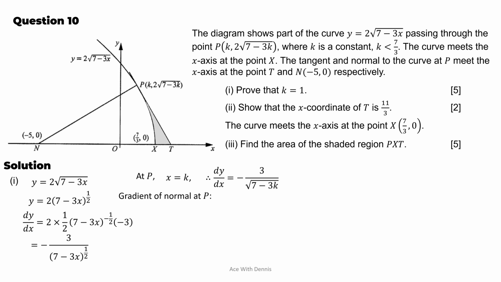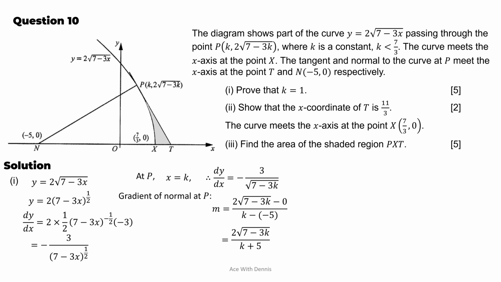And the gradient of the normal at P, we can find by applying the formula of the gradient, which is y2 minus y1 over x2 minus x1, and we choose points P and N to calculate the gradient of the normal at P. So the gradient will be 2 times square root of 7 minus 3k minus 0 over k minus negative 5.